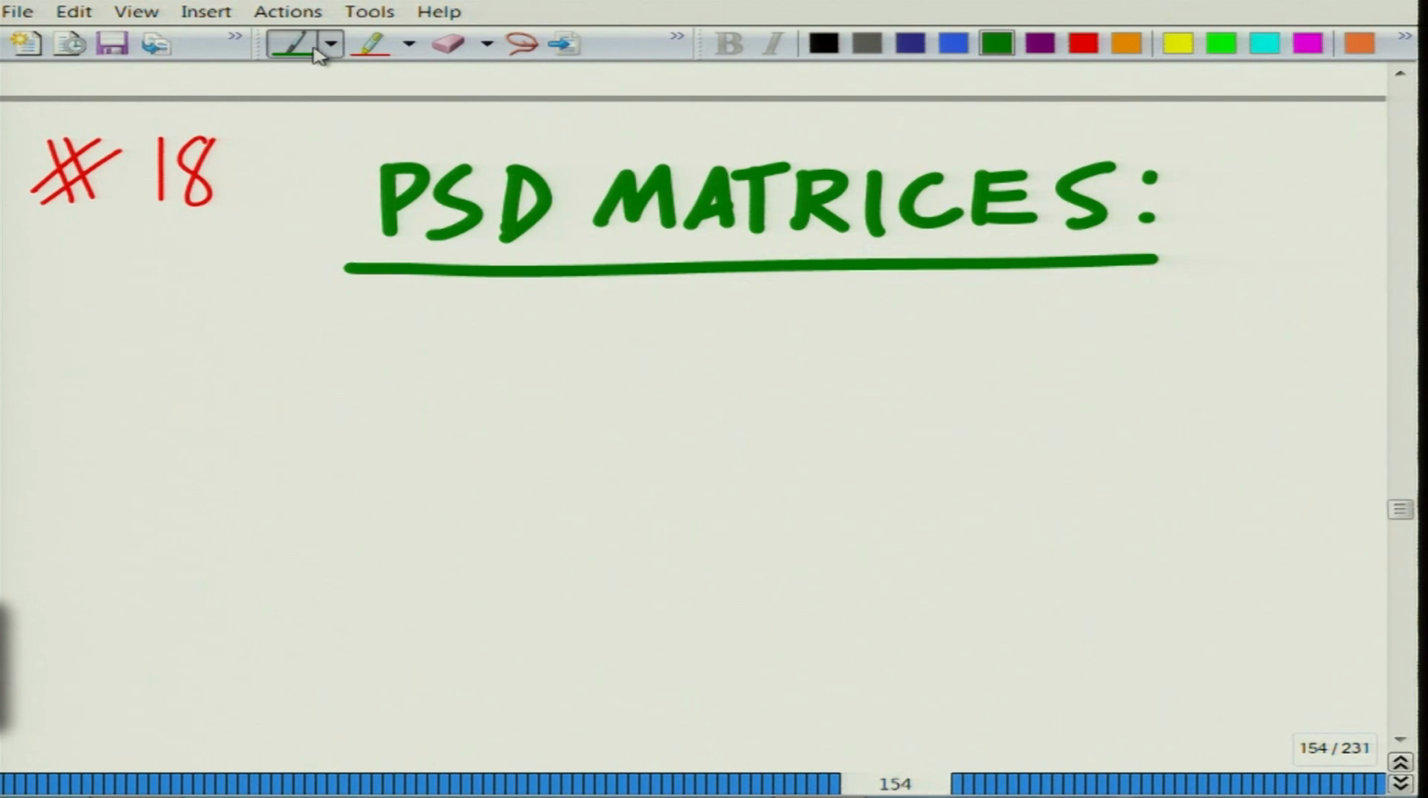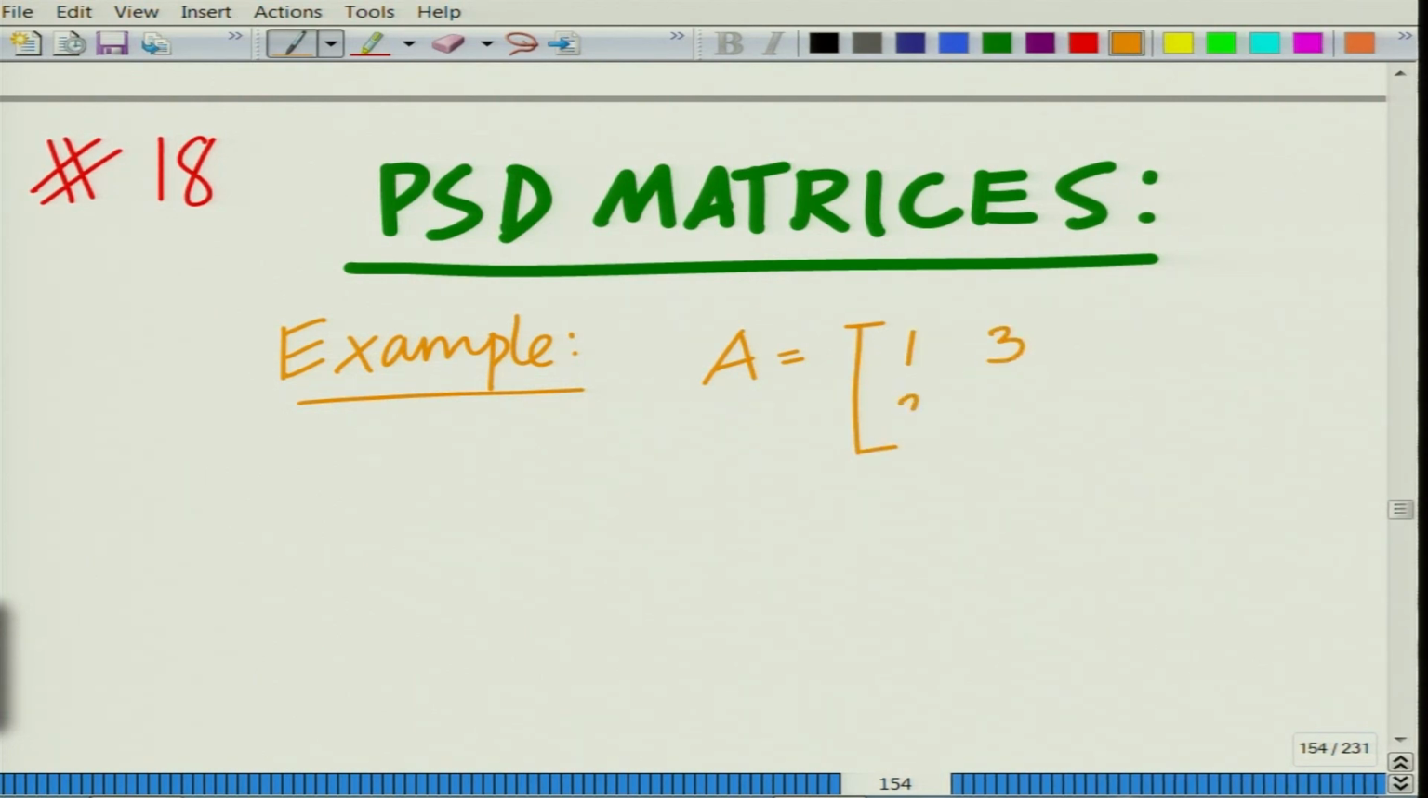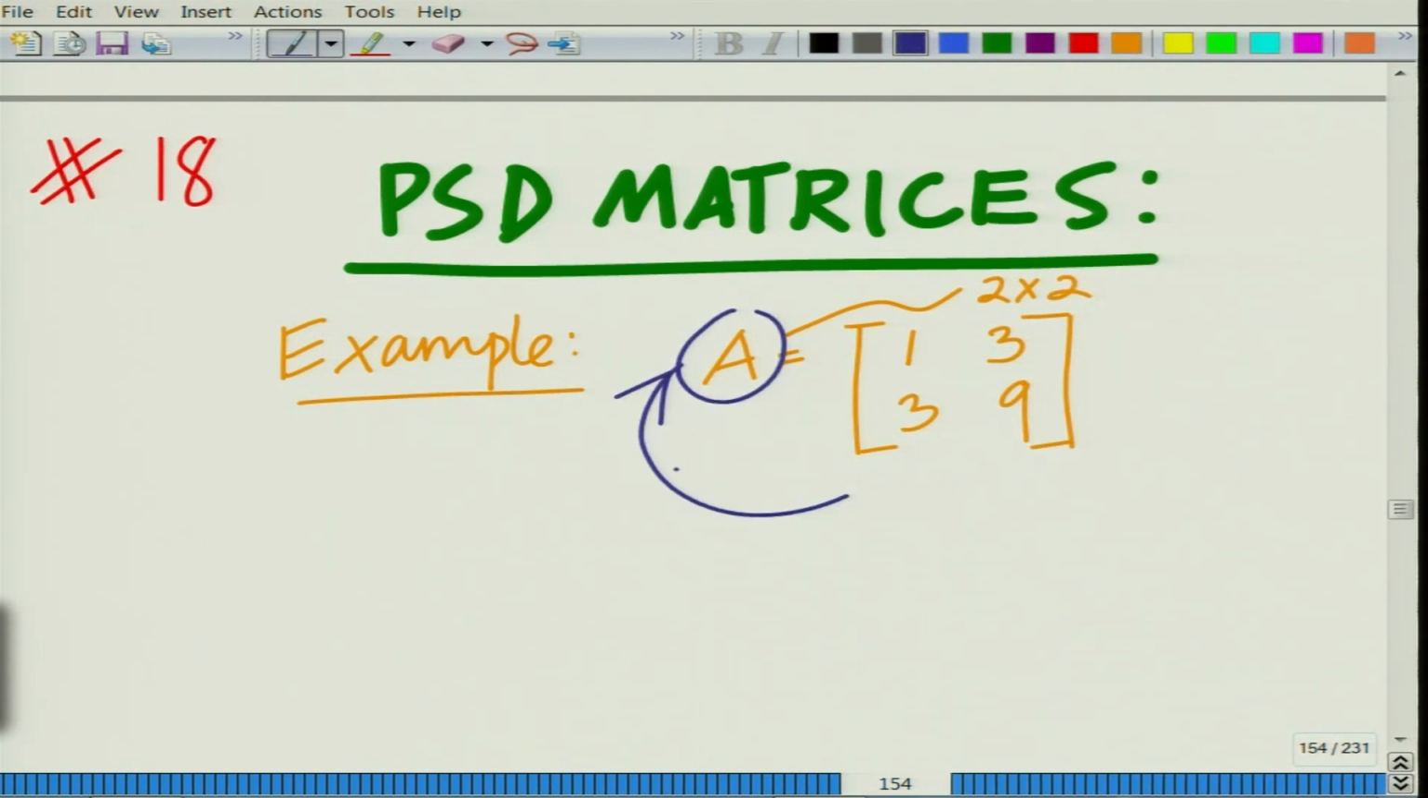In fact, let us look at an example, a simple example for a PSD matrix. Consider the matrix A, which is equal to 1, 3, 3, 9. This is our 2 cross 2 matrix A. Let us try to see, is this positive definite or positive semi-definite? Is this PSD or is this PD?